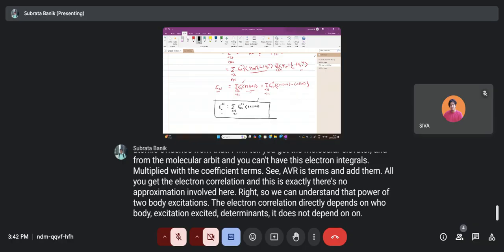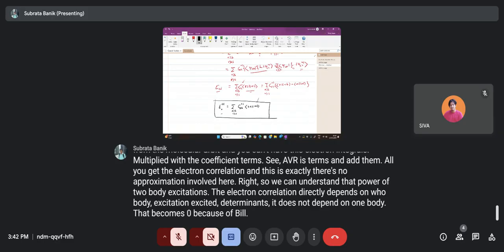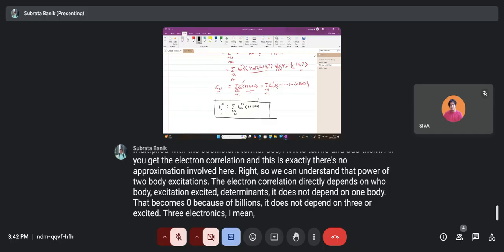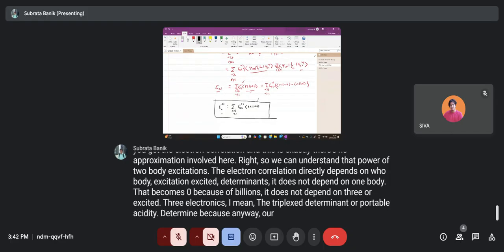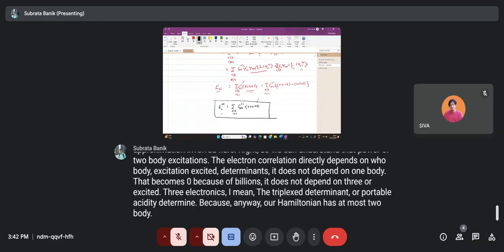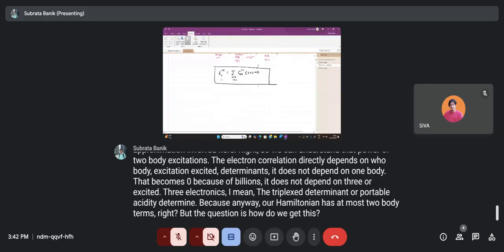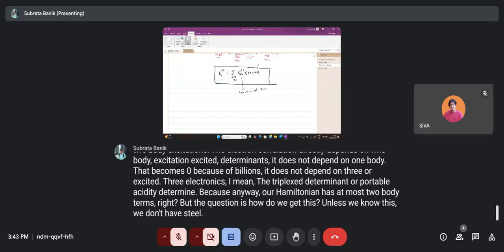It does not depend on one body excited determinant. That becomes zero because of Brillouin's theorem. It does not depend on three electron excited, the triply excited determinant or quadruply excited determinant, because anyway our Hamiltonian has at most two body terms, right? But the question is, how do we get this? Unless we know this, we don't have the coefficients C. Right? This is again easy.